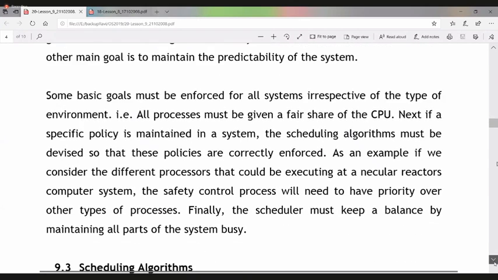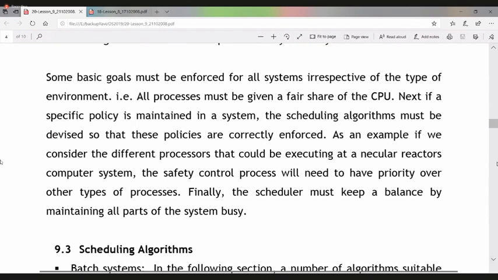Hope you understand the concepts. If not, you can ask. Okay.